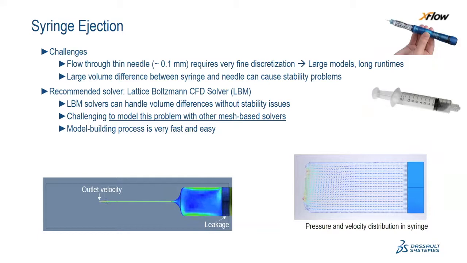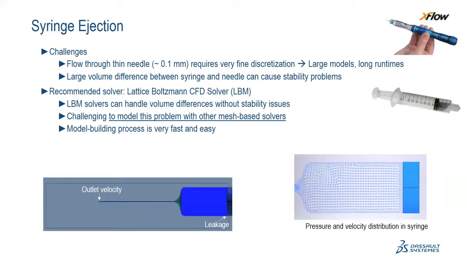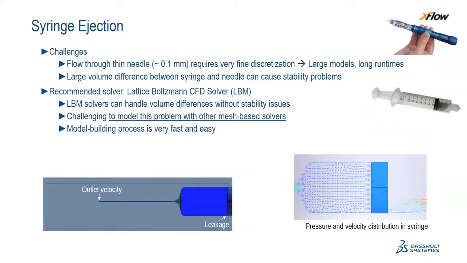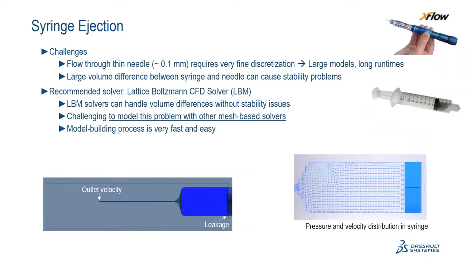And then that's a pretty good example, because some people might find this simulation really challenging with other mesh-based solvers because of the nature of the geometry. We know the needle has a really large aspect ratio. It's very thin and very long. So it comes with a large number of cells if you want to have a reliable model. But that also causes a stability problem. So the best way to handle such a scenario would be the lattice Boltzmann CFD solver, or we call it the LBM approach. So that's why XFlow will be a really good choice in such kinds of applications.